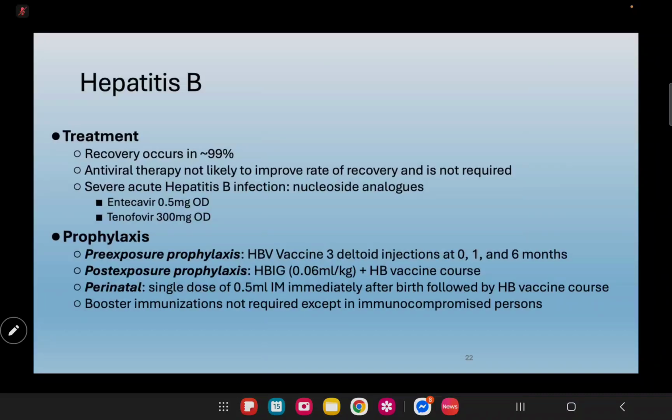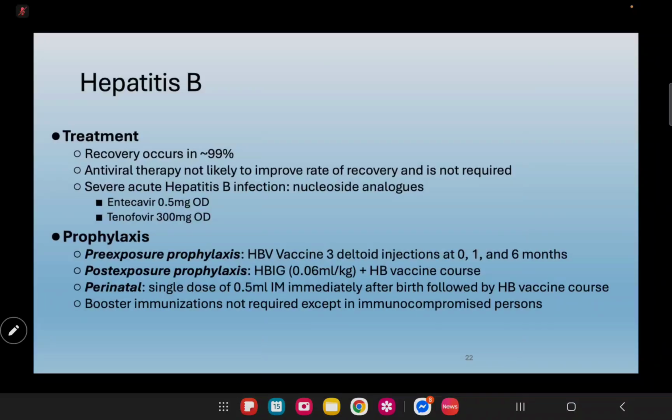For pre-exposure prophylaxis, it is given through the hepatitis B vaccine as a 3-dose deltoid intramuscular injection at 0, 1, and 6 months. And I hope everyone is already vaccinated against Hep B before you go to your clinical or hospital rotation. You need to be protected. Okay.